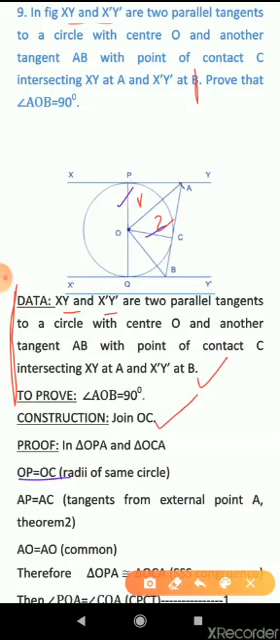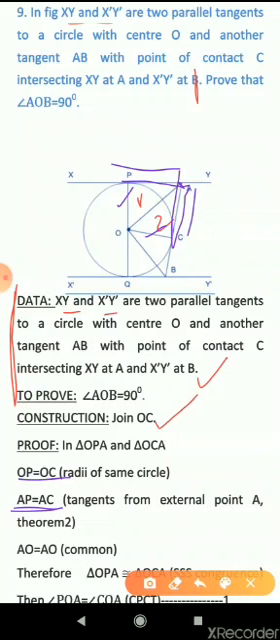Here A is an external point. So if this is an external point to a circle, then these two are tangents drawn from an external point. Correct. So if A is an external point, then we can write AP equals AC. Tangents from external point A, that is theorem 2.